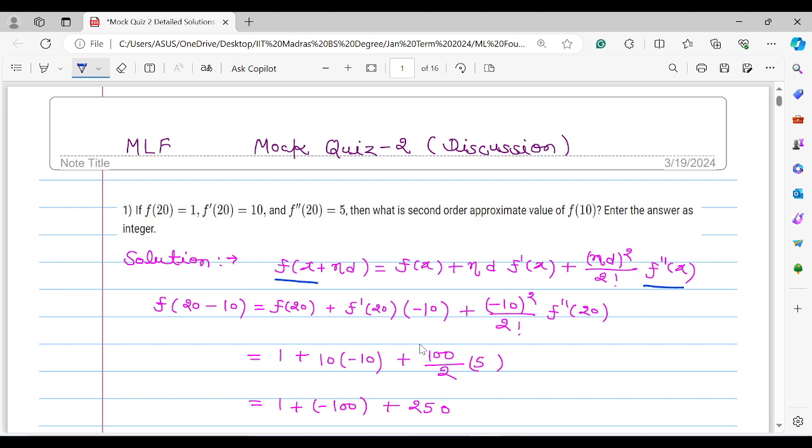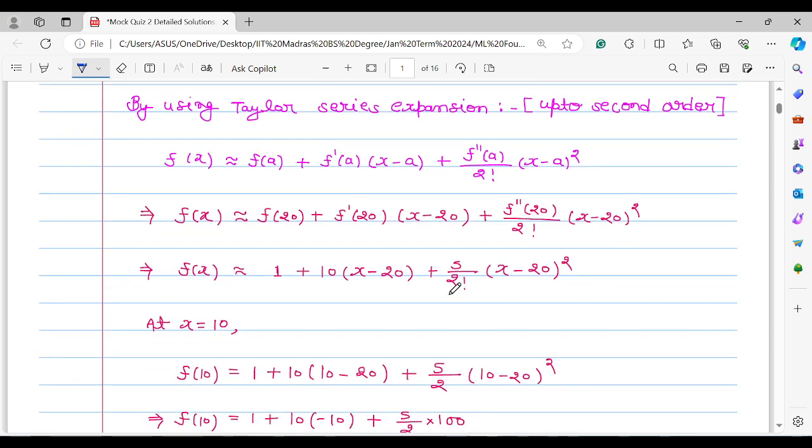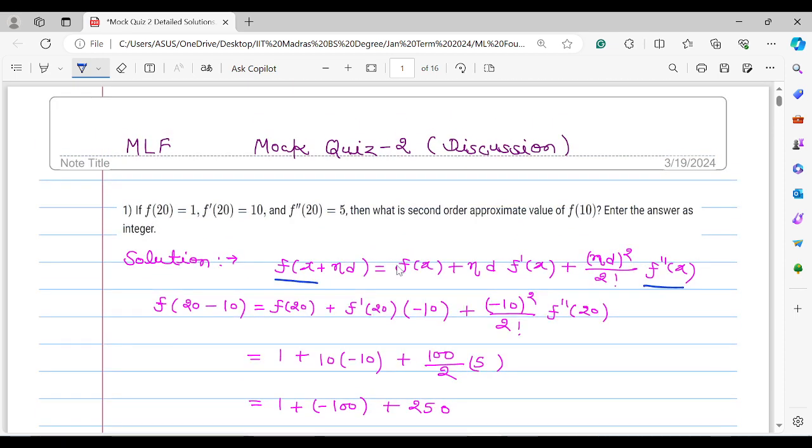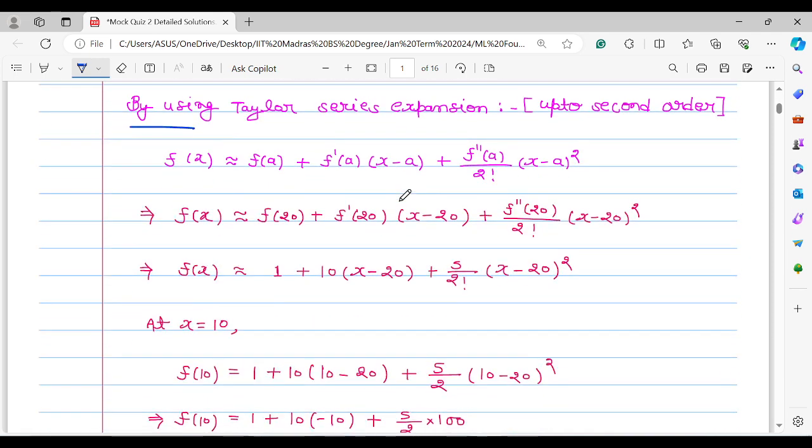So in place of f(x) we have substituted f(20), and in place of f'(x) we have substituted 10. So we will just simply use this formula and substitute the respective values, and you get the answer. Okay, so our answer is 151. So this is a second approach. You can also use this approach as well, but in the lectures this approach has been used, so I have solved this problem using this approach. You can also try this if you want, by using Taylor series expansion.